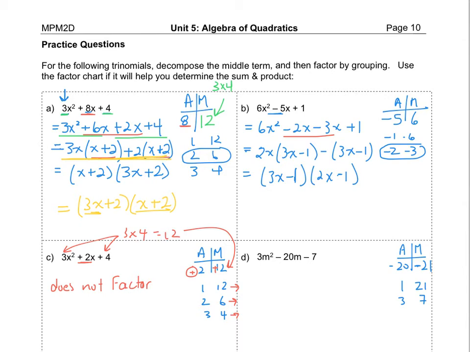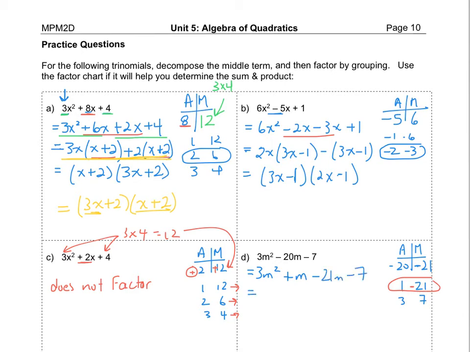All right, part D, I'm looking for two numbers that add to negative 20 and multiply to 21. Negative 21, and I think if I put a negative with that 21, that will work for us. So we want to decompose that middle term and pair them up for common factors. So 3m squared minus, I'm going to do plus m, and then minus 21m and minus 7.